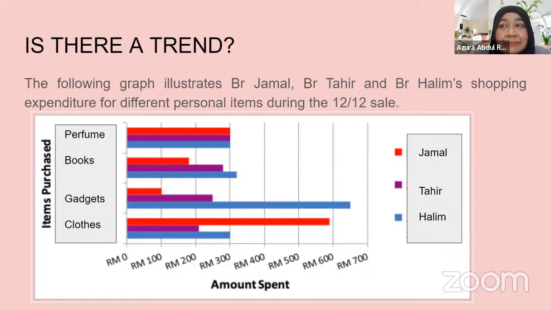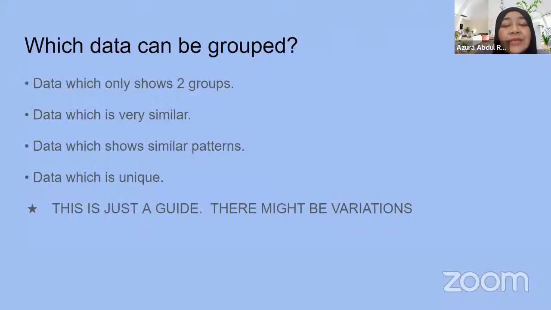So I wouldn't really use the word trend here. I would probably use the word pattern. But we will get to this as we go along as well. All right. Now, which data can be grouped? Data which only shows 2 groups. Data which is very familiar.